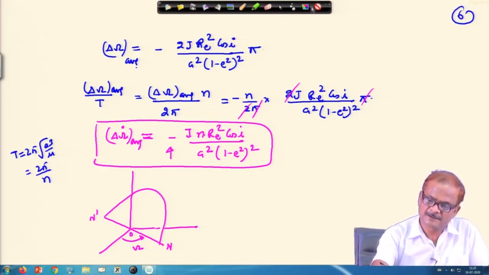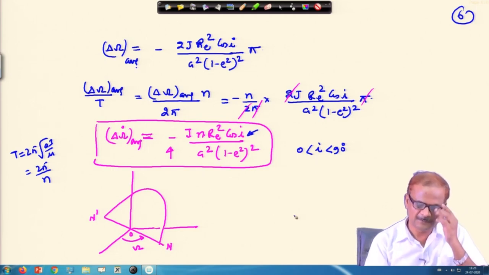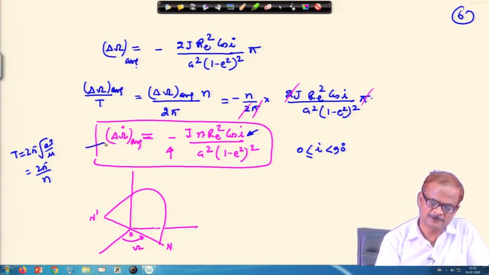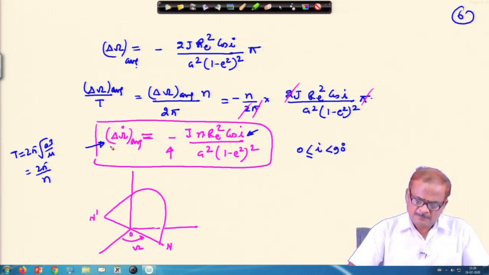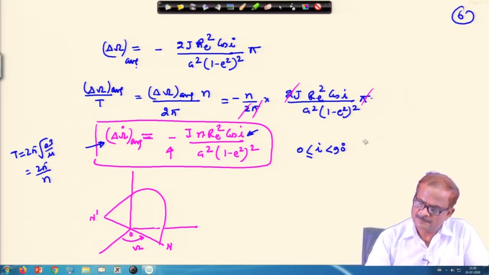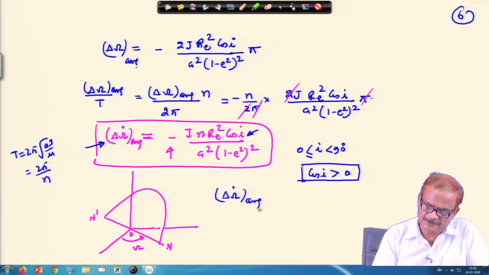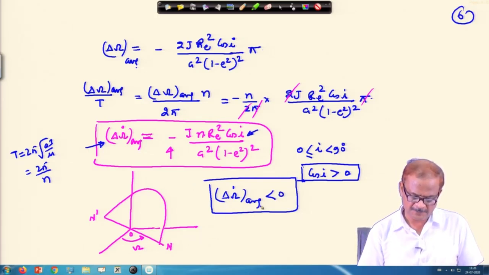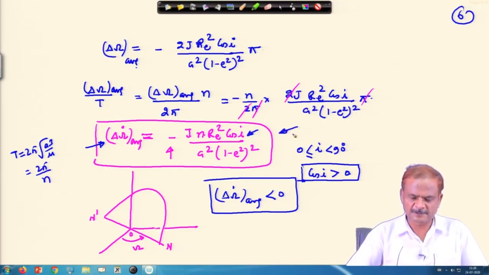The minus sign here indicates that if I is less than 90 degrees, that is, I lies between 0 and 90 degrees, cos I is greater than 0. At I equal to 90 degrees, you can see that the whole thing vanishes, meaning there is no variation in the capital omega. In this situation, delta capital omega average will be less than 0. That means this is a regression. So, what does this mean? This we have to think of, and this result is very important for our sun synchronous satellite.